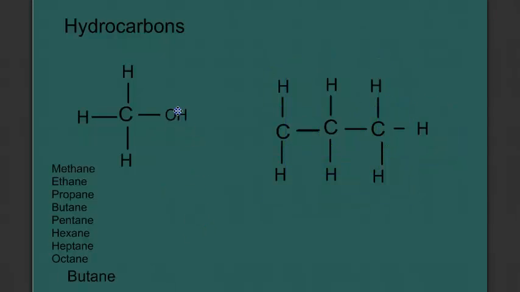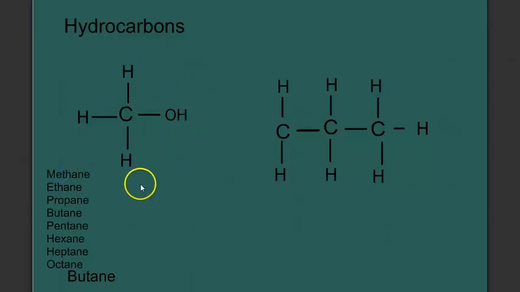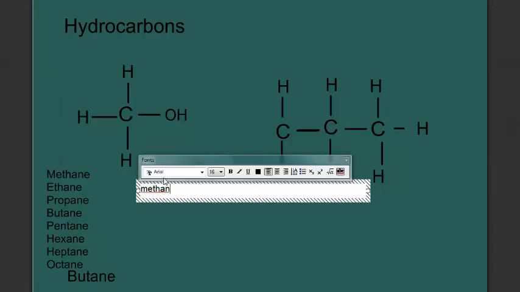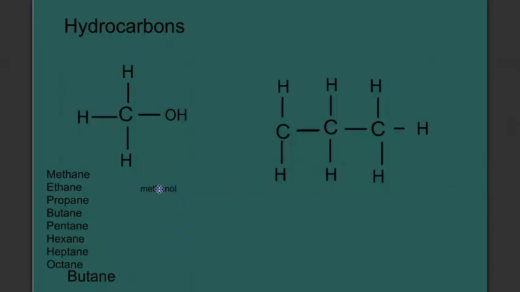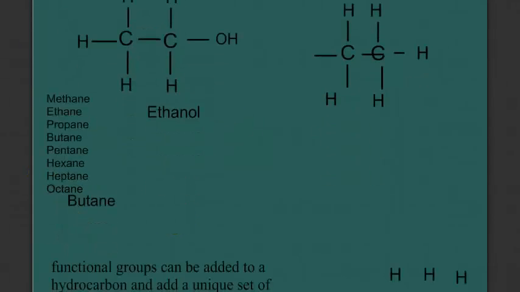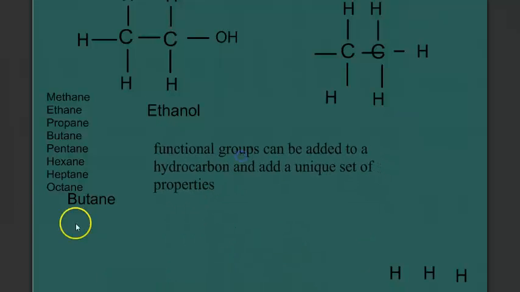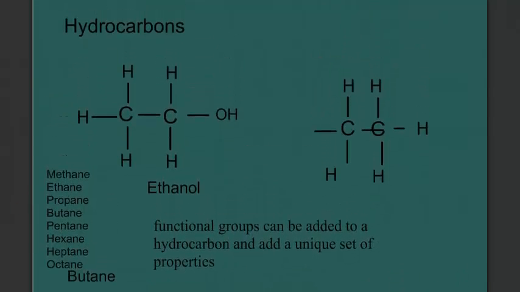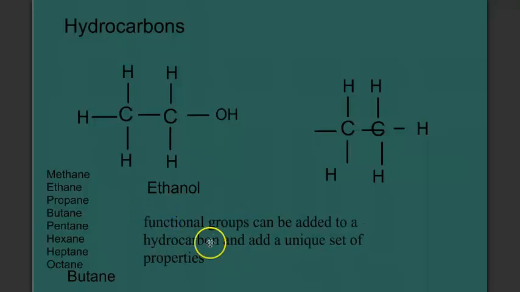If I added this group of molecules, this OH group, called an alcohol group, all of a sudden I don't have methane, I have a molecule called methanol. And if I were to change it like this, I would have ethanol. Methanol, ethanol, propanol, butanol, pentanol, these are all alcohols. So adding this one group, calling it a functional group, brings along with it a unique set of properties that can change the properties of a general hydrocarbon. In this video, we're going to talk about functional groups.